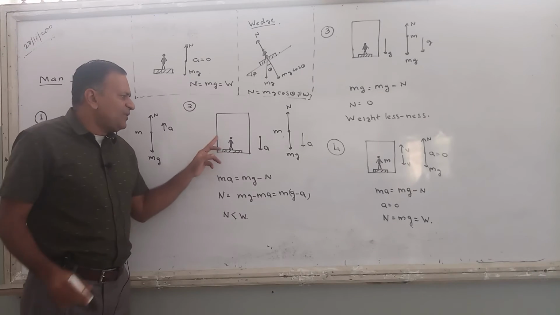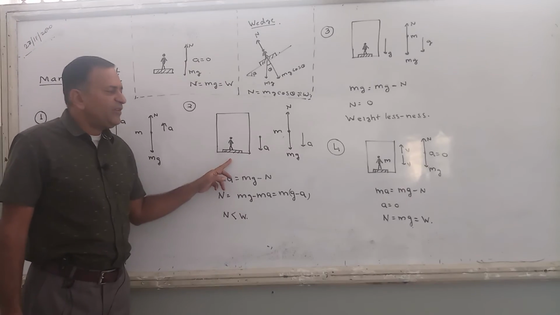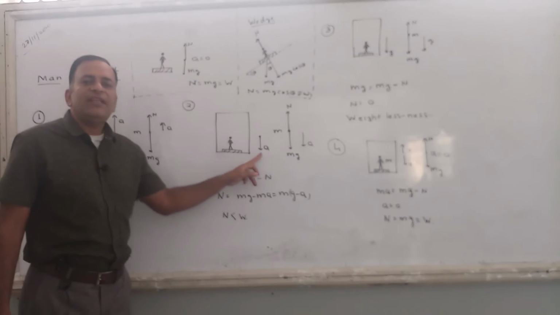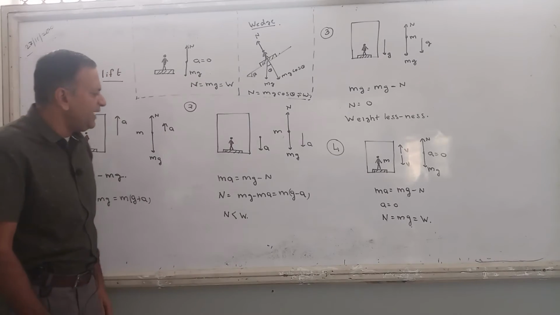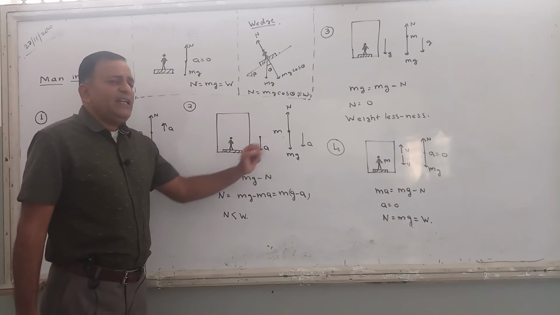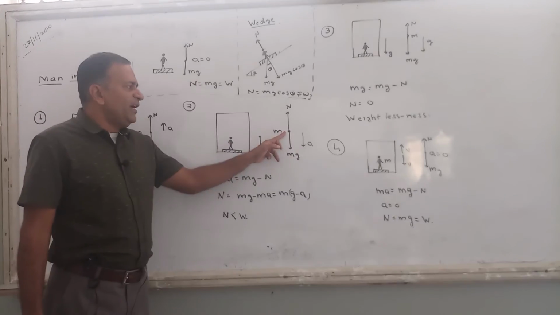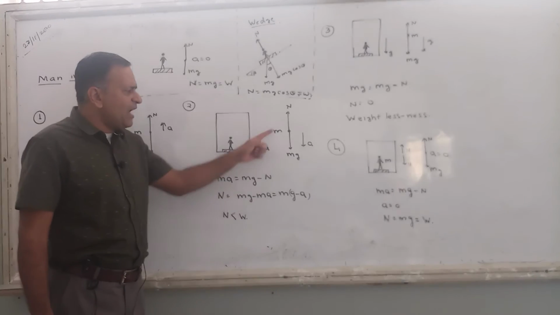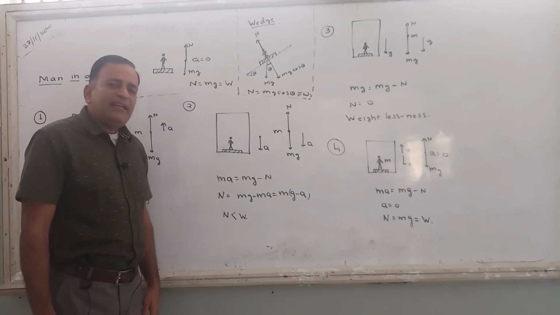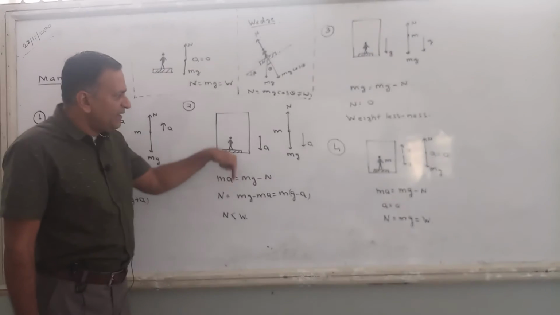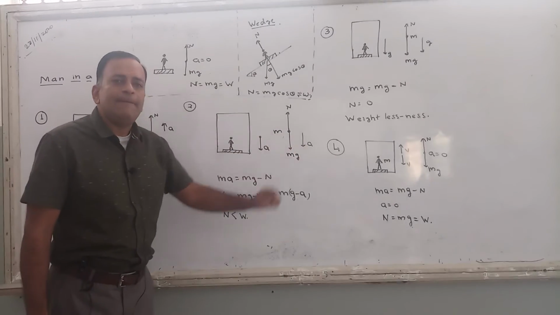There is a man of mass m standing on the weighing machine and the lift is moving downwards with acceleration a. पहले acceleration a ऊपर हो गया था, अभी acceleration a is in downward direction. Now see, draw the free body diagram. The man is represented by a point. The force acting in the downward direction is mg. The force acting in the upward direction is N. And where is the resultant acceleration of the person? The acceleration of the person is in the downward direction. तो यहाँ पे acceleration बना देगा a.